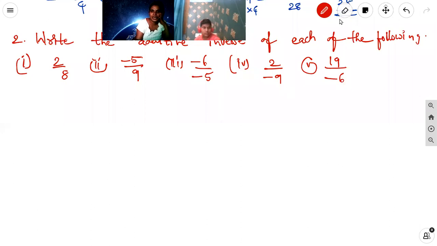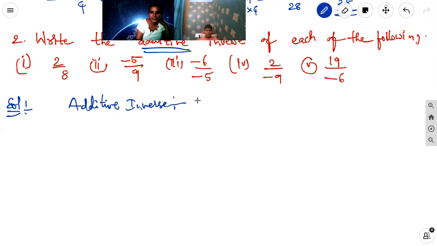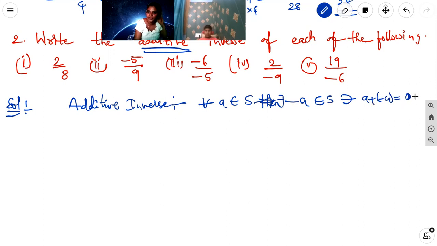Second problem, write the additive inverse of each of the following. Again, you can recall the additive inverse property. What is the additive inverse property? For all A belonging to any set, any number, then minus A belongs to S, such that A plus minus A equals the additive identity 0. That we can check.